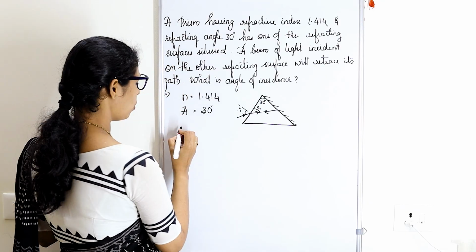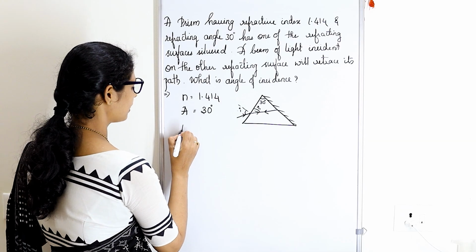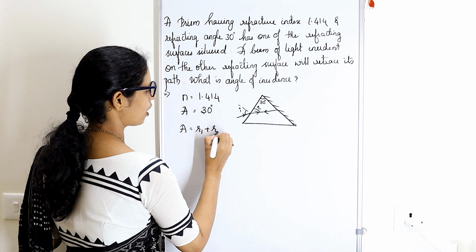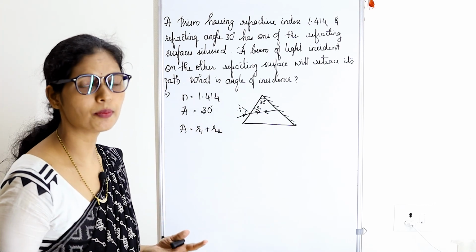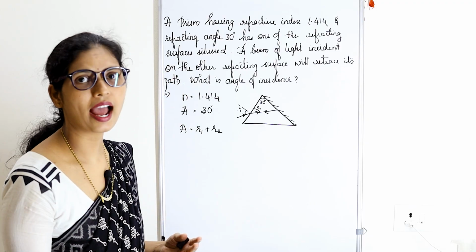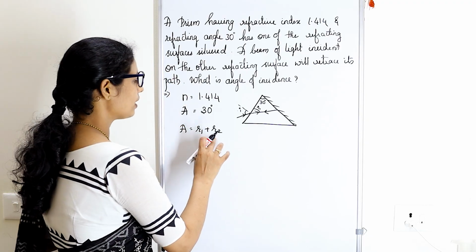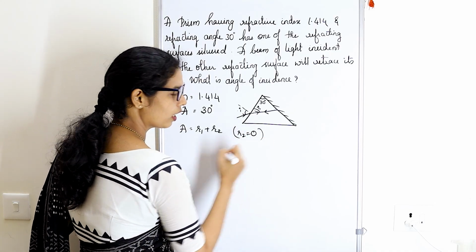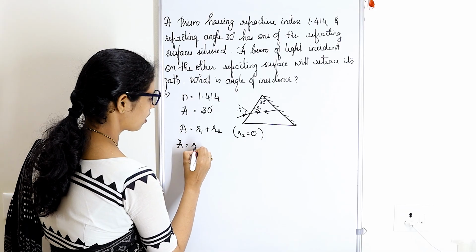Angle of refraction is only one. And we have a formula for the angle of the prism, that particular formula is A equals R1 plus R2. Do we have R2 here? No, we don't have R2 because we don't have one more angle of refraction. So there is no R2. So R2 here is 0. Okay, R2 is 0. So A equals R1.